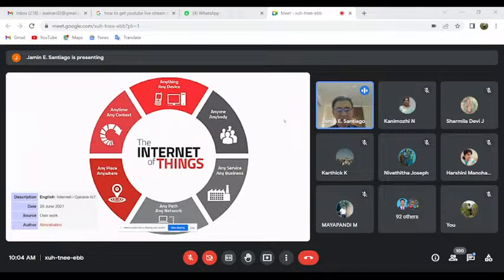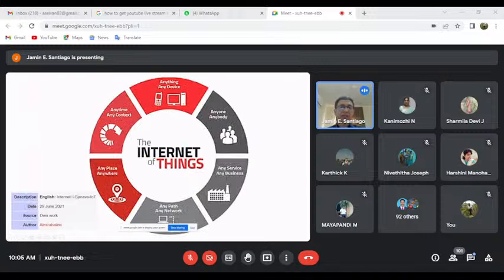Now I have this graphic that I found when I was searching the internet for graphics I can put into the slides. I came across this, and it encapsulates the characteristics of the Internet of Things. So let's start from the top.